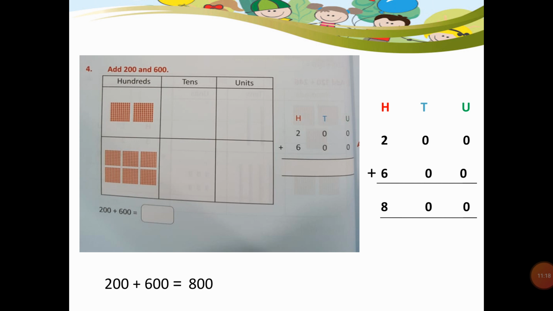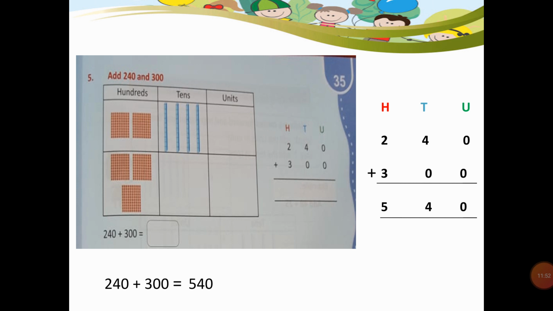We will start adding the units place first. The digits that are present in the units place: 0 plus 0 will be 0. Again, in the tens place, since there were no bars of tens, that will be equal to 0. And in the hundreds place, when we add 200 with 600, the answer which we will get is 800. So students, by adding 200 plus 600, the answer which we will get is 800.